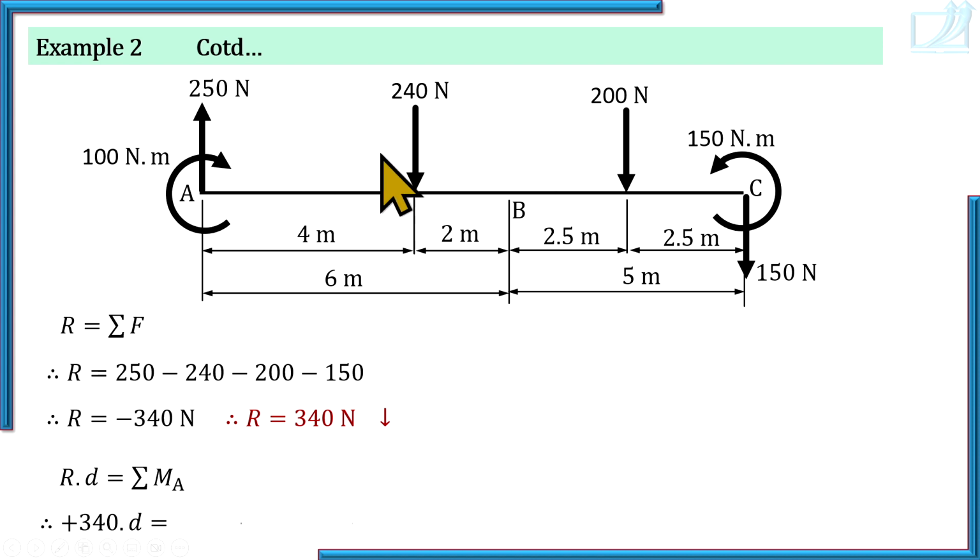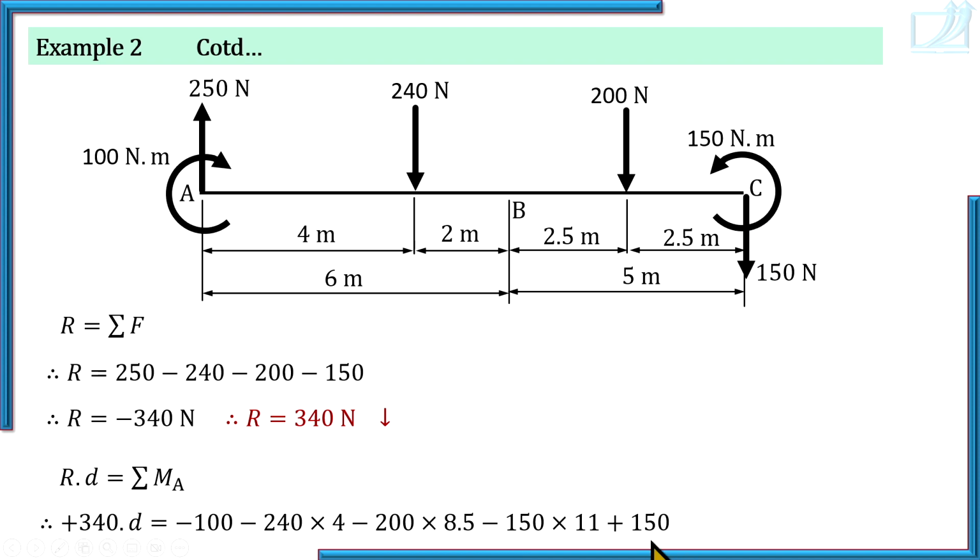Now where is the resultant here in the space diagram? That is to be found out. That means at this stage we don't know where the resultant is. So we have assumed the moment of resultant about point A as anticlockwise. So positive sign because moment of resultant is assumed anticlockwise. That is equal to minus 100 because it is clockwise moment. Then moment of 250 Newton force is 0. 240 into 4 clockwise. 200 into 8.5 clockwise. Then 150 into 11, that is clockwise moment.